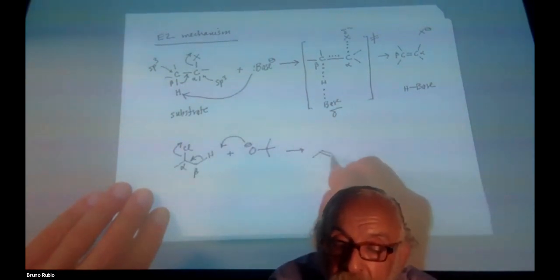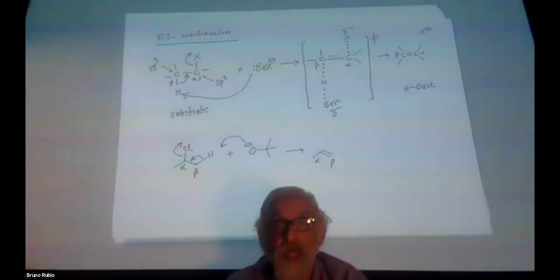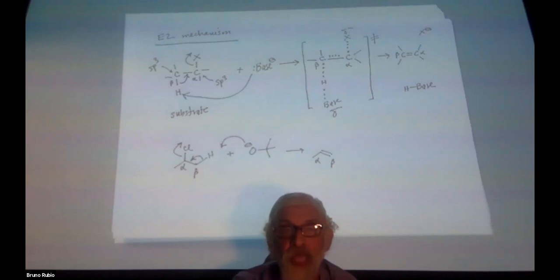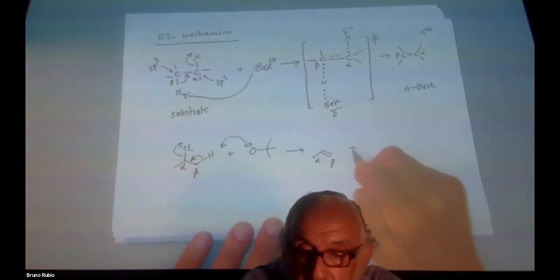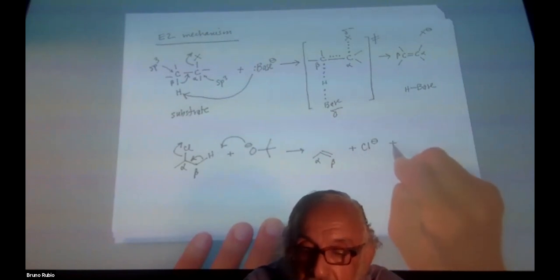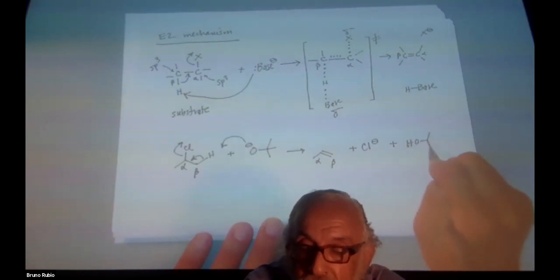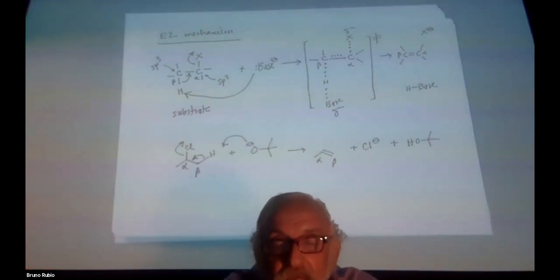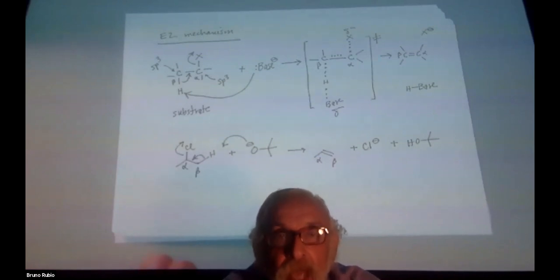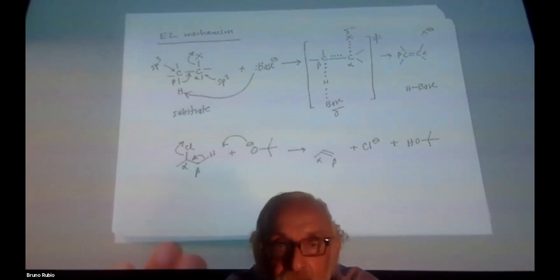Our products are a new alkene bond between what used to be the alpha carbon bearing the leaving group in the substrate and the neighboring carbon, which is this beta carbon. The other products of this reaction would be chloride minus and the protonated tert-butoxide, its conjugate acid. Okay, so that's the E2 elimination. It happened because substitution couldn't happen, because the nucleophile is too crowded to get in there to push the leaving group out.